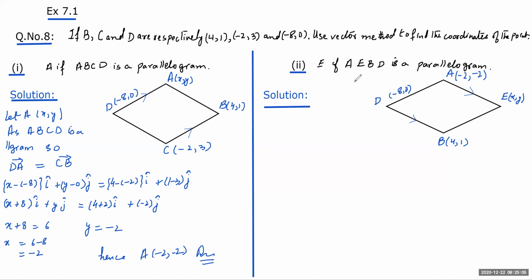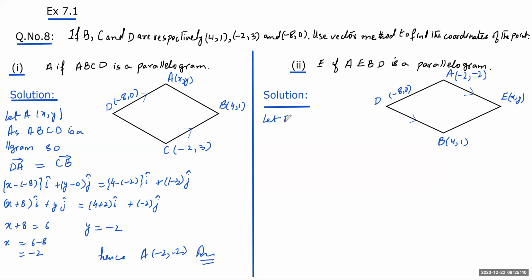Now let's get to the solution of part B, part 2. Here we have to find the coordinates of point E if AEBD is a parallelogram. So you can see I have drawn a parallelogram. I have named it A, E, B, and D. And I have written all the coordinates here. The coordinates of point A are used from here, (-2, -2). And I have taken E as (x, y), the point B is (4, 1), and the point D is (-8, 0). So let me start the solution.